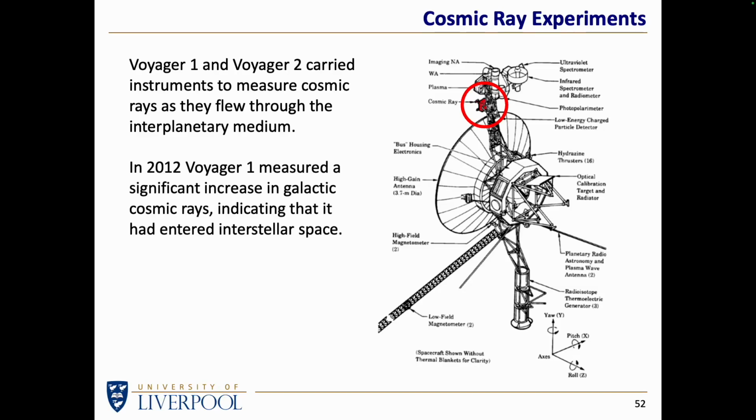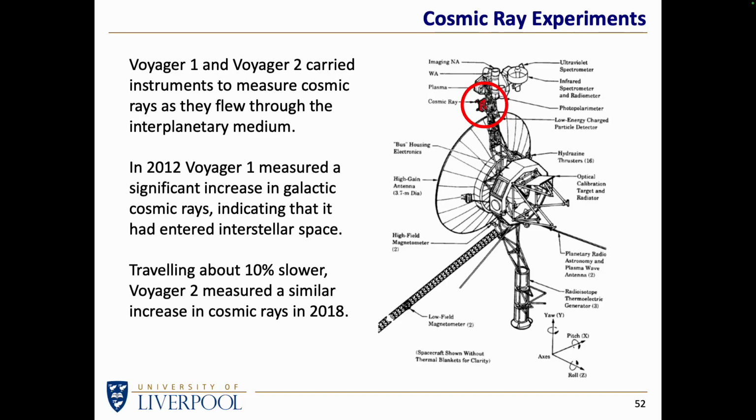In 2012, Voyager 1 was deemed to have left the solar system because the number of low energy rays coming from the sun went down, and the number of high energy galactic cosmic rays from the rest of the cosmos seemed to go up, implying that it had left the influence of the sun. So that's the point at which they said it's entered interstellar space. Voyager 2 isn't going quite as fast as Voyager 1, it's about 10% slower, so it took longer for Voyager 2 to come to the same conclusion that it had left the solar system. It was something like 6 years later in 2018.